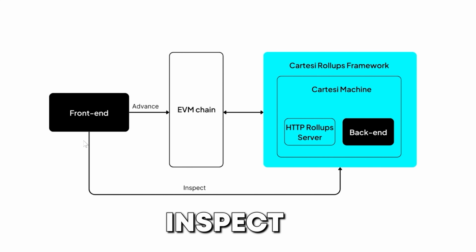And then we have inspect, which again is kind of like a GET request. I just want to see what's going on. I want to inspect the state. I don't need to go through the EVM chain to do that. I can go directly to the Cartesi machine. Okay, so these are the two types of things we can do, right? Advance and inspect, and we're going to look at these more in depth later on.